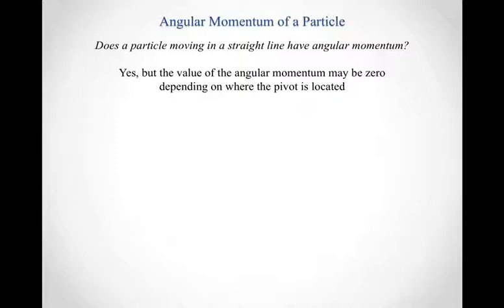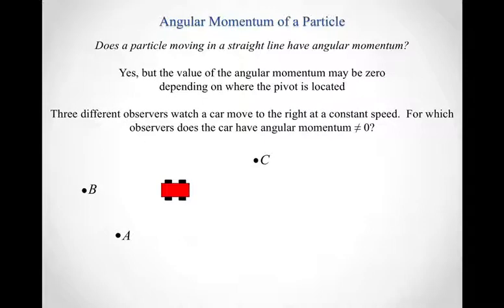And so as an example for this, let's think about three different observers who are watching a car as it moves to the right. So I've got an observer sitting here at point A, an observer at point B, an observer at point C. The car is going to move to the right with a constant speed. What I want to know is, are there any of these observers that, as the car is moving in a straight line at a constant speed, happen to see the car having a non-zero angular momentum?